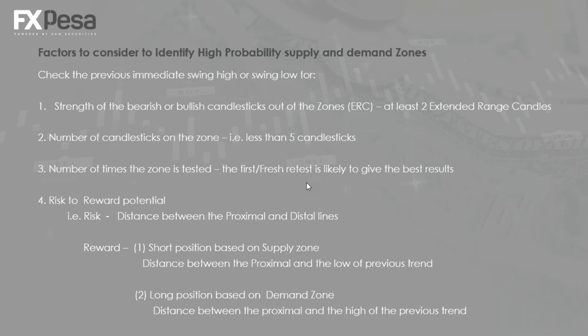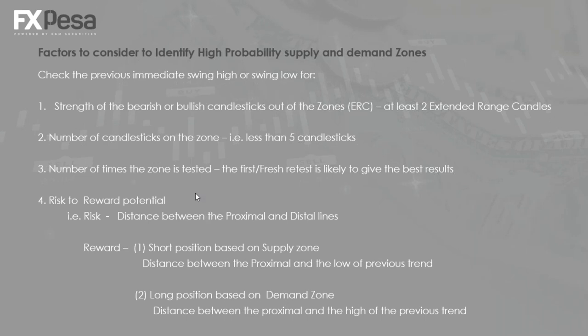If you have more than 5 candlesticks, then it would mean that that level is not the most effective level to consider to be either a supply or demand zone. So you want the price to come to that level, form around 2 to 3 basing candlesticks, then the price would burst with 2 to 3 extended range candlesticks out of that zone.